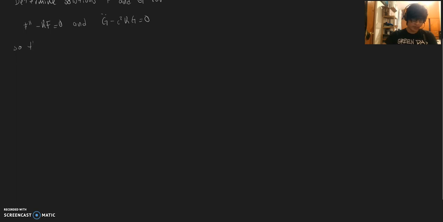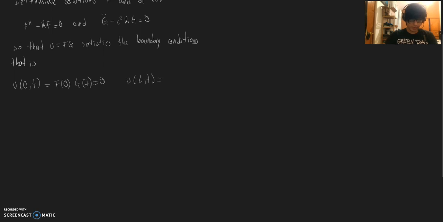so that u equals fg satisfies the boundary conditions. That is, u at x equals 0 is equal to f(0) g(t) equals 0, and u at (L, t) is equal to f(L) g(t) equals 0.